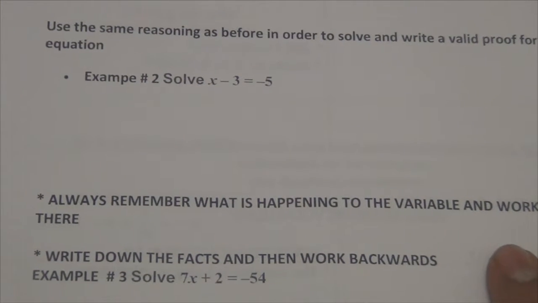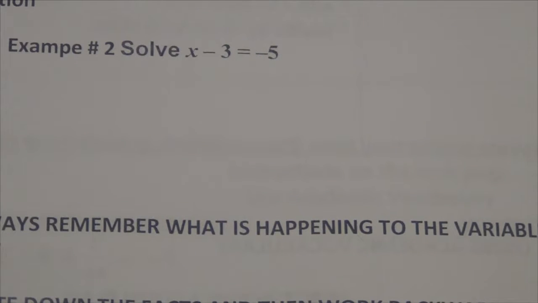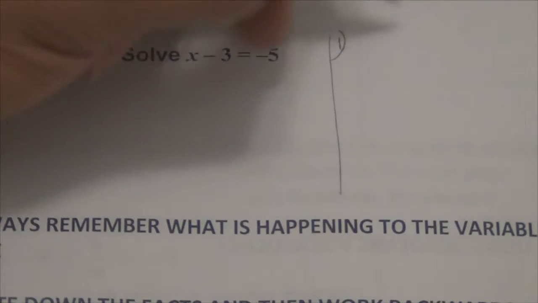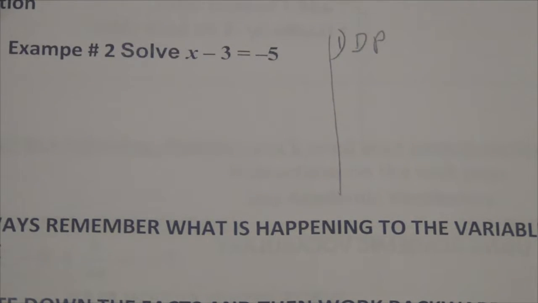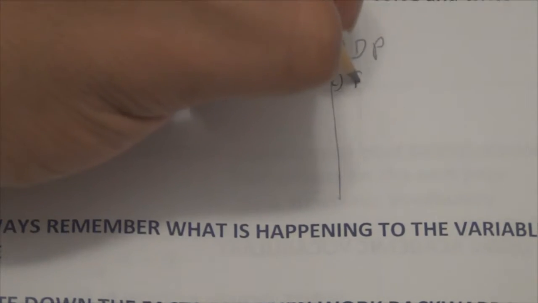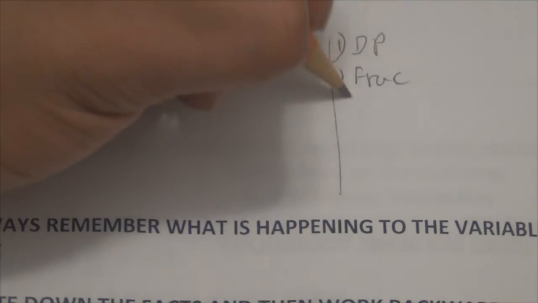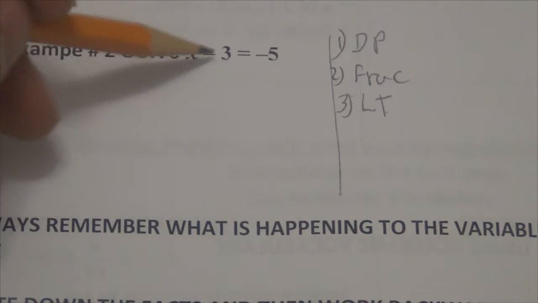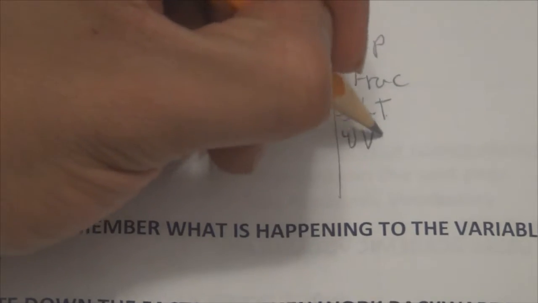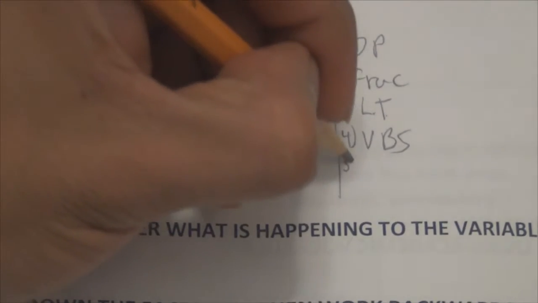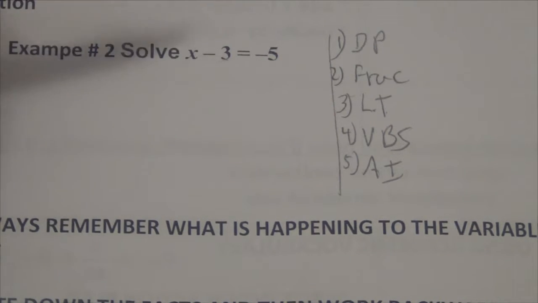It says solve x minus 3 equals negative 5. So if we follow the rules that I gave you, remember the first rule is, do we have distributive property? And the answer is no, hell no. Then the second rule was, do I have fractions? And the answer is no. Third rule was, do I have like terms? The answer is no. Fourth rule is, do we have variables on both sides? The answer is no. Fifth rule is, use the additive inverse, okay? And do we have additive inverse? In this case, we do.